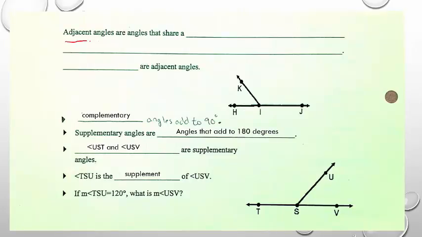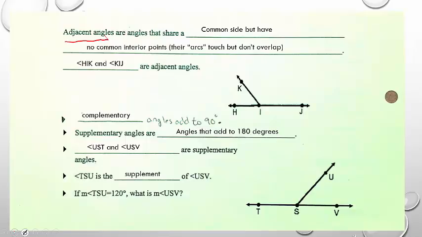The last word we need to talk about is adjacent. Adjacent angles are angles that just share a common side, but have no common interior points. So that just means that they wouldn't overlap each other. So if I look here at angle HIK and angle KIJ, those two angles fit right against each other. There's no gap in between them. So I would say they're adjacent. They both have this common side, but they don't overlap each other.